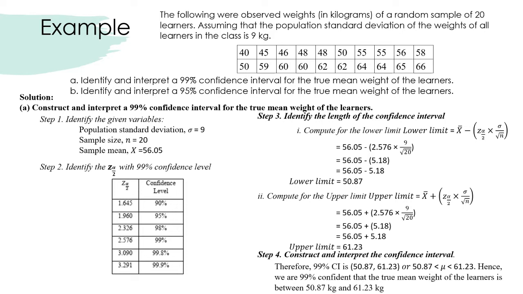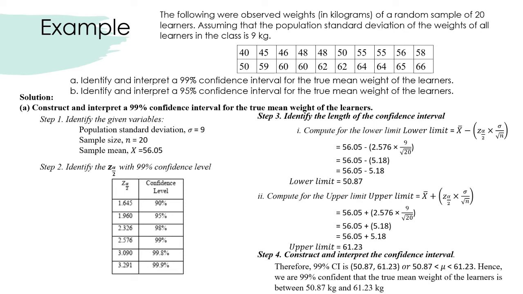Let's now have our step 2. Let's identify the z alpha half with a 99% confidence level. In the table, we will look for the 99% confidence level. And once we find it, we will look for its corresponding z sub alpha half, and that is 2.576.